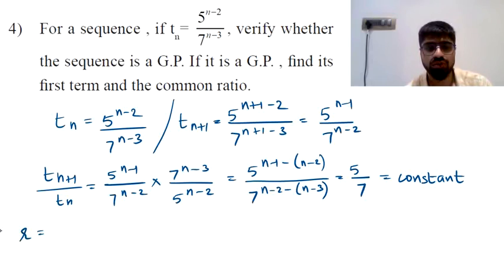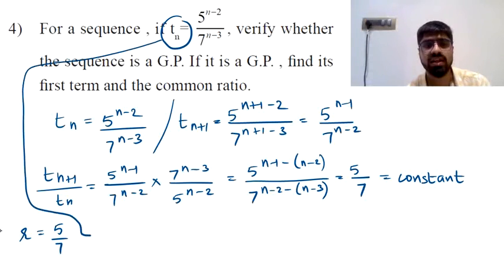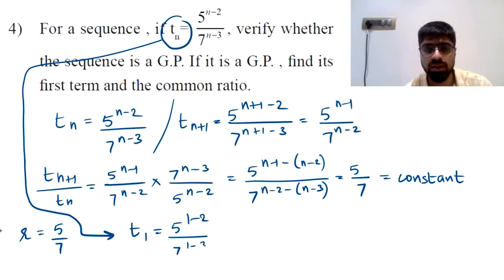So the common ratio of the GP is 5 upon 7, and to get the first term, all you need to do is put n as 1 in that formula. So when you put n as 1, your first term becomes 5 power 1 minus 2 divided by 7 power 1 minus 3. That is 5 power minus 1 upon 7 power minus 2.